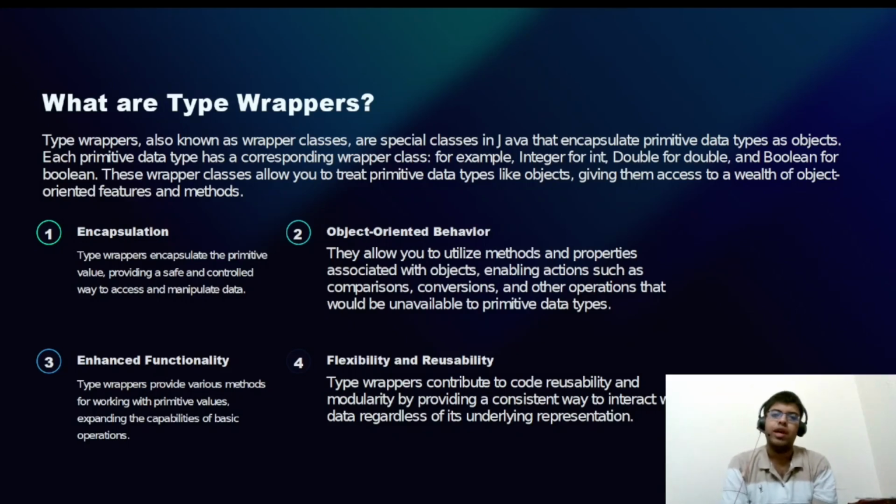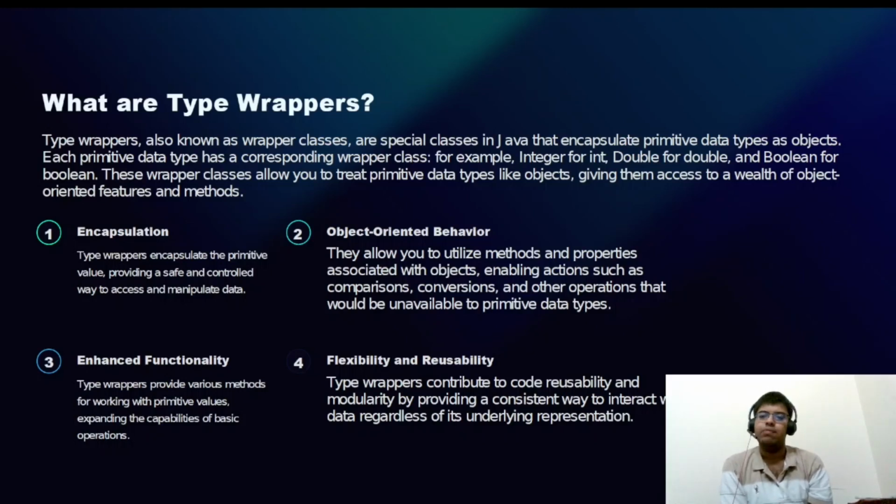Now let's see what are type wrappers. Type wrappers are also known as wrapper classes, which are special Java classes which encapsulate your primitive data types as objects. Now, you know what are primitive data types, like we have our int, we have double, we have float, etc. These allow you to treat your primitive data types as objects, which gives them access to a wealth of object-oriented features and methods. Now, there are some of the features given here.